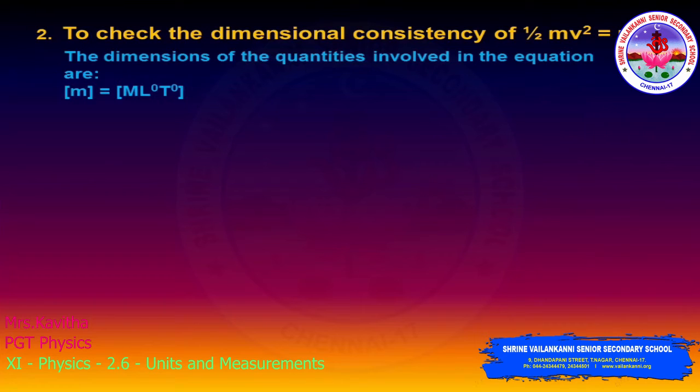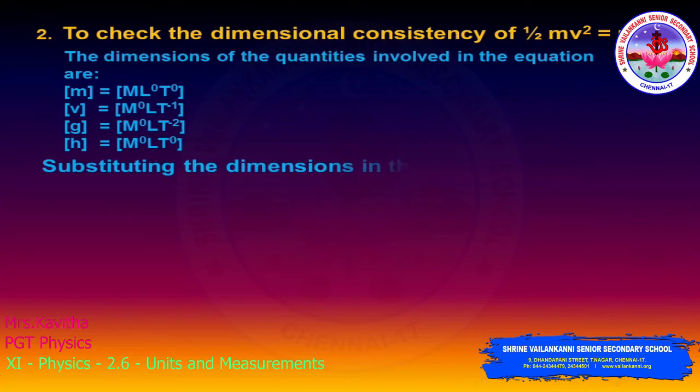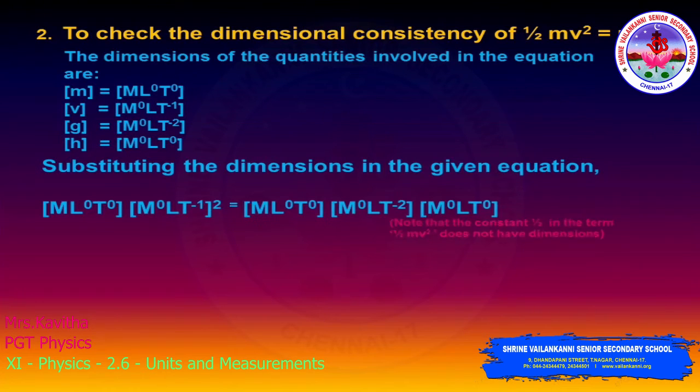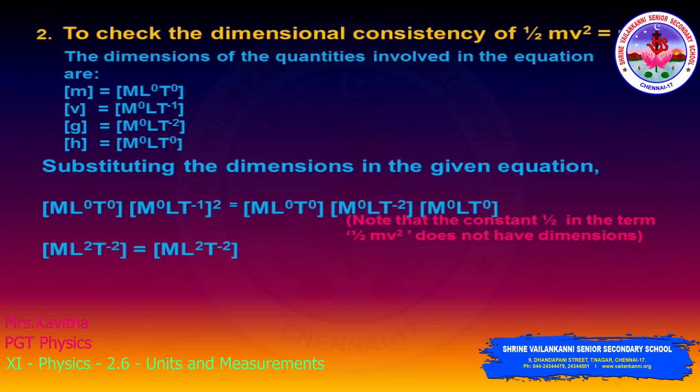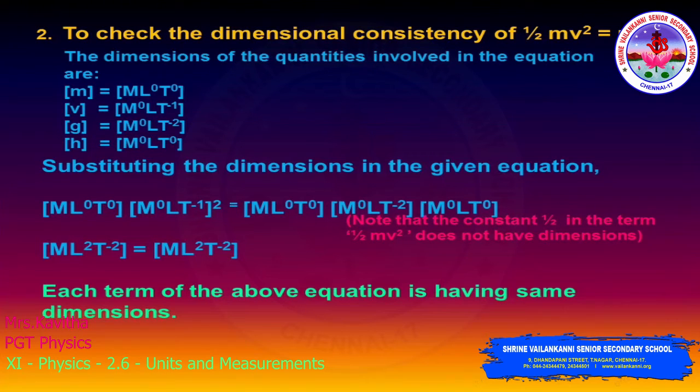So here we can see half mv square is equal to mgh. The dimensions of the quantities involved in the equation are m, v, g, h. Mass m is M power 1, L power 0, T power 0. Velocity v is M0 L1 T power minus 1. Gravity g is M0 L T power minus 2. H is M0 L only, since it is length or height, T0.